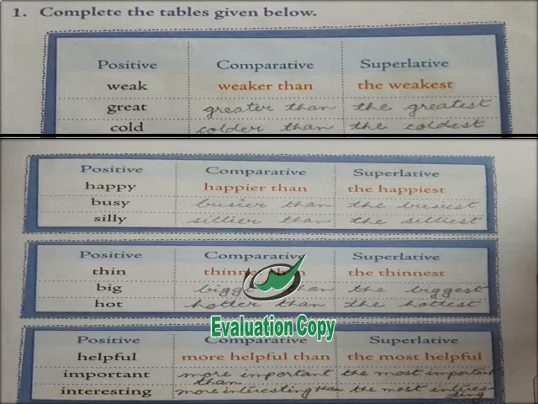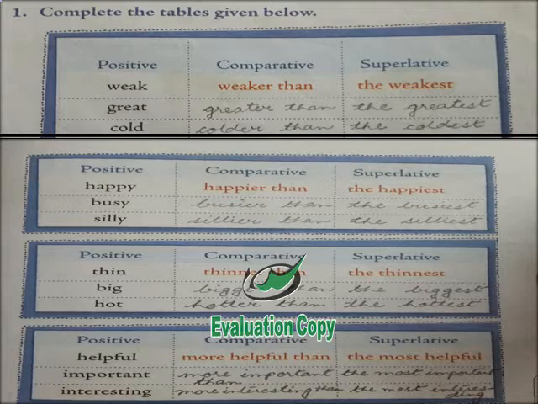Next, you go to the next page, that is page number 99. You have words with 2 syllables: happy, busy, silly. We have done syllables previously, no? In the previous session, we have done syllables. So, happy, ending in Y. As I told you previously, it will become H-A-P-P-I-E-R. So, Y is removed and you add I-E-R. Busy will become busier, B-U-S-I-E-R. Busier than, the busiest.